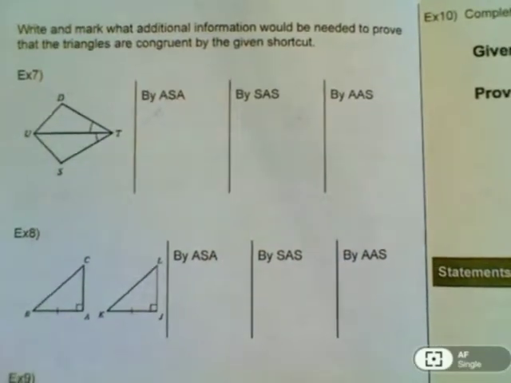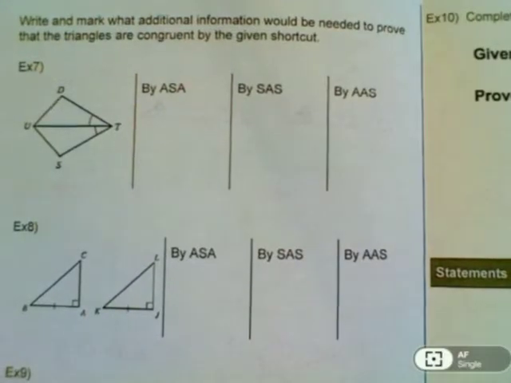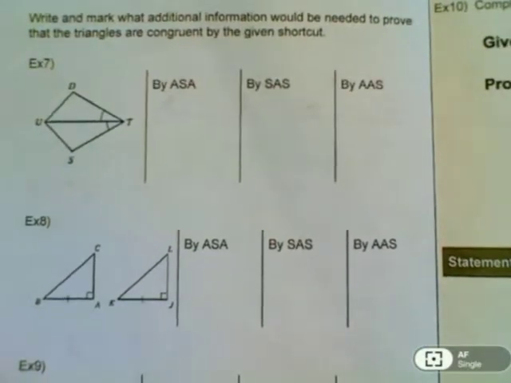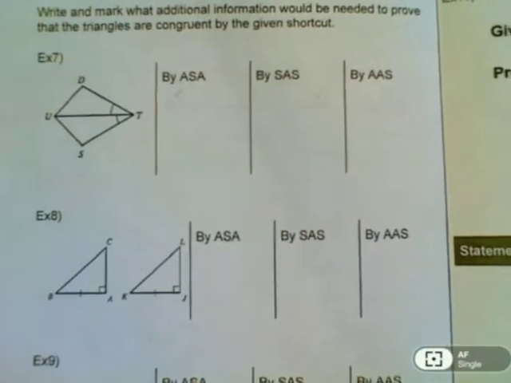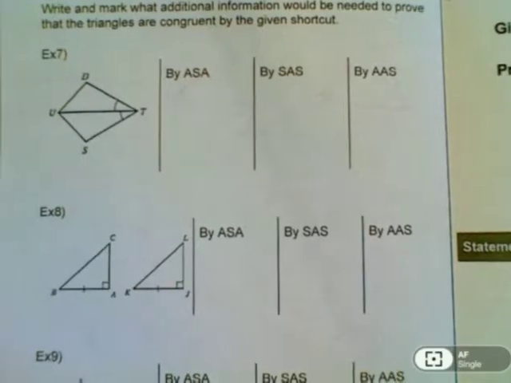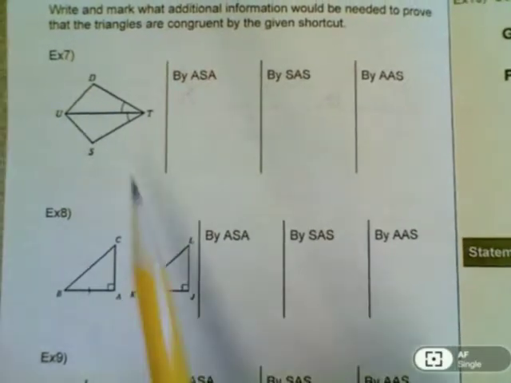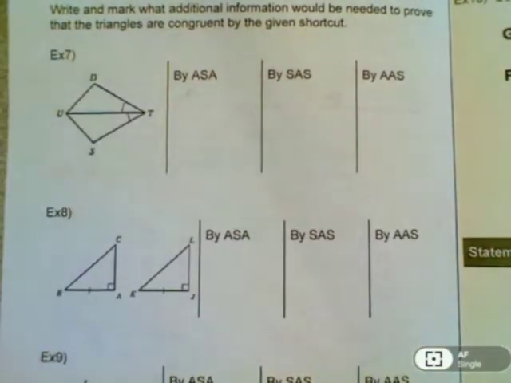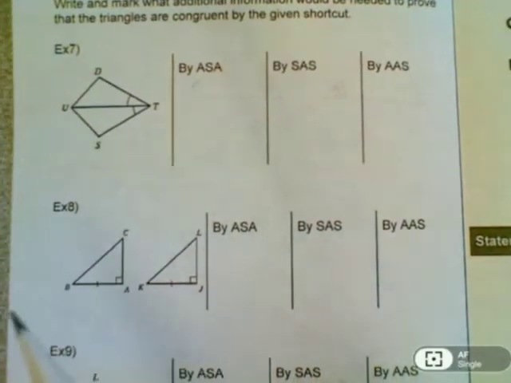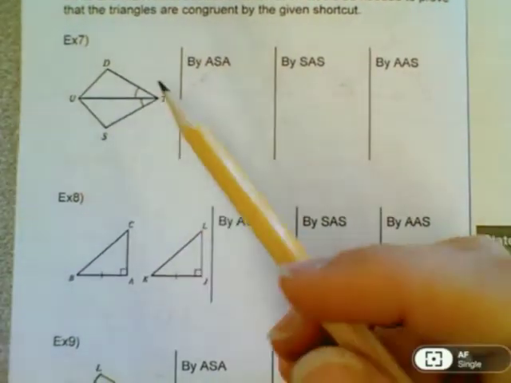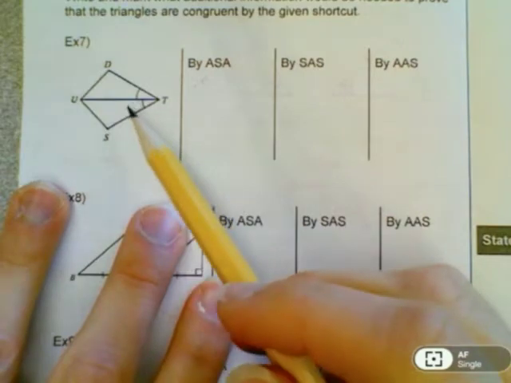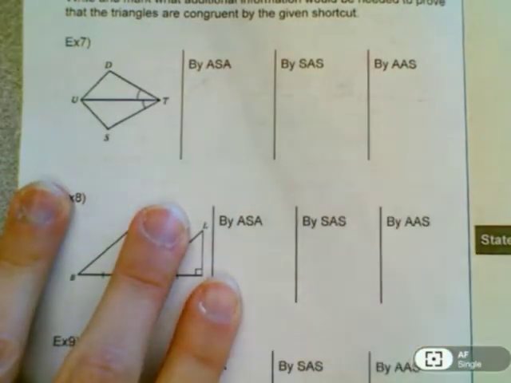So this says, write and mark what additional information would be needed to prove that the triangles are congruent by the given shortcut. So in each of these examples, you don't have enough information to know they're congruent, and I'm saying, what else would you need to know? What else could I mark on here to convince you that the triangles are congruent? And so I'm going to use a pencil here and not a marker, because I'm going to mark stuff and then I'm going to need to erase it as I go through.